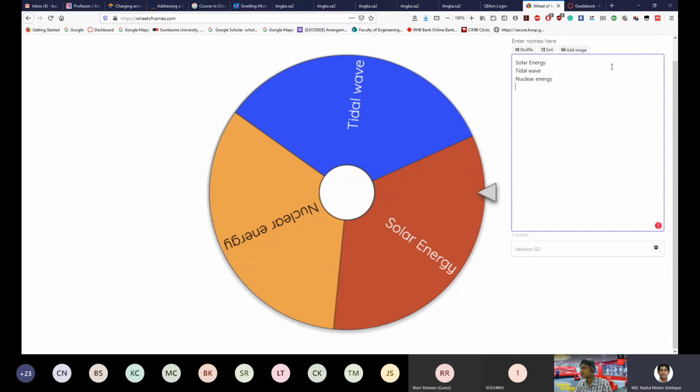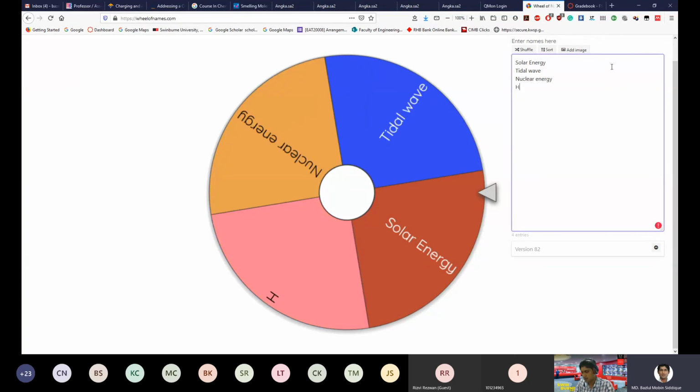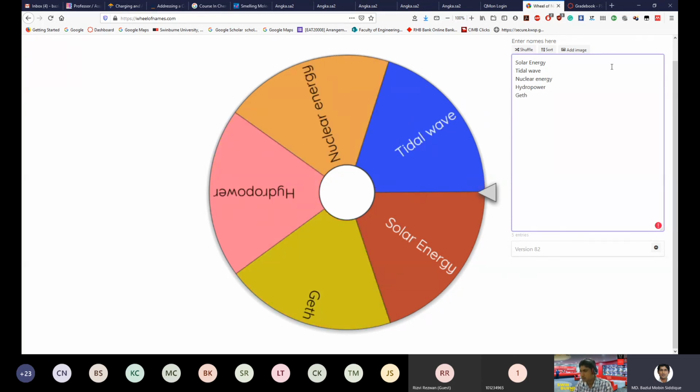How come it is reducing more than I want it to reduce? Tidal, solar, hydropower. Oh my God. Geothermal. Okay, 1, 2, 3, 4, 5, 6, 7, 8.